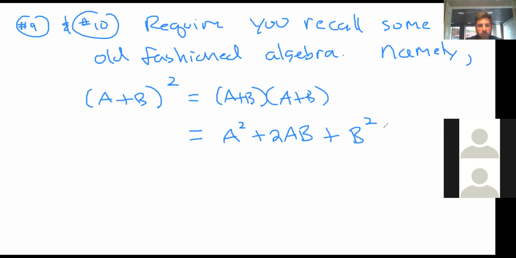So let's show you how it's done in problem 9, and then we'll move on. And hopefully you'll be good. Does anybody have any questions about this algebra before we move on? Going once, going twice. Yay. All right, good.